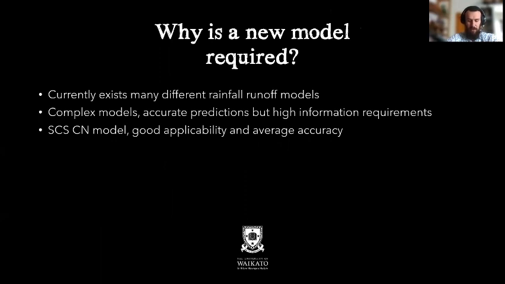For the more complex models, although they can accurately predict runoff from rainfall events, they suffer from the informational requirements of the model, making them difficult to use on a large scale. As for the models which have a lower informational requirement, there is one major model which was developed in the 1950s, the SCS curve number model, which is easily applicable to catchments on a large scale and has good accuracy. This model has also experienced numerous improvements and modifications to it over the years to further increase applicability and accuracy.